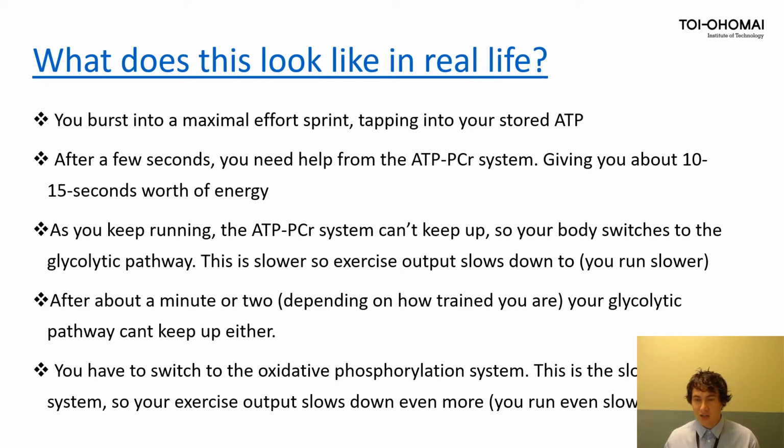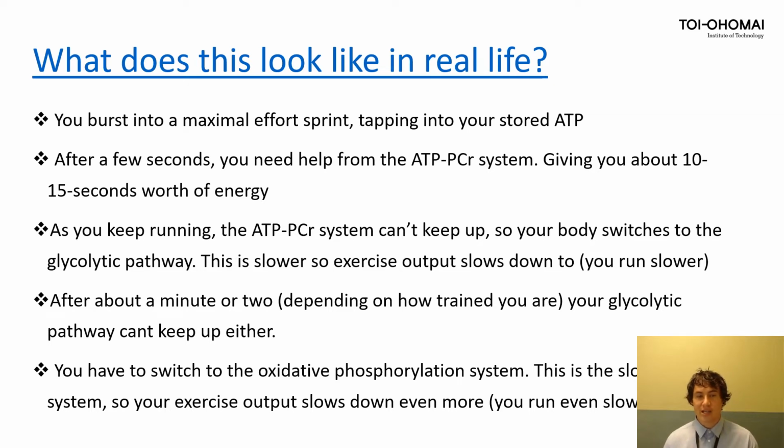So you're going as hard as you can. You're racing your friend and you've got a lot of money on the race, so you're going as hard as you can, and you tap straight into your ATP stores that you have kicking around in your blood. But remember, it only lasts a few seconds. So then you need help from your ATP-PCR system, which can regenerate ATP really, really quickly, and it gives you about 10 to 15 seconds worth of energy. So it's going to help you maintain that intense exercise or acceleration phase.